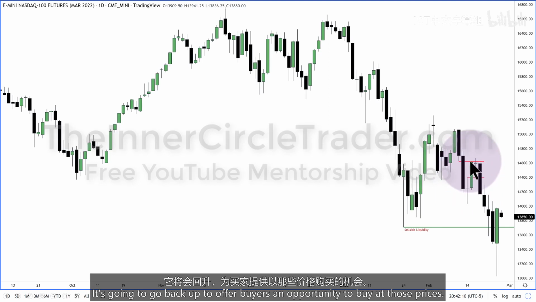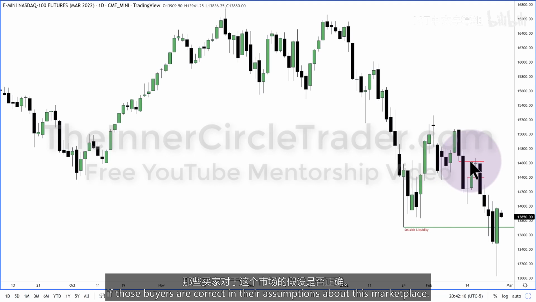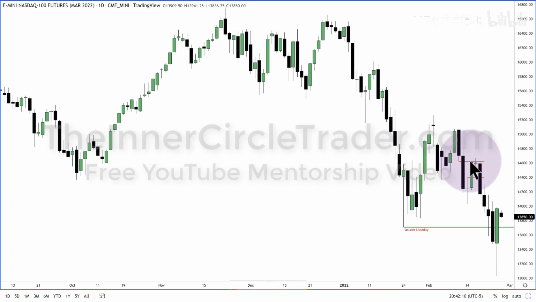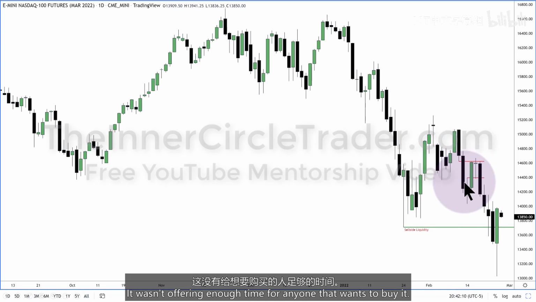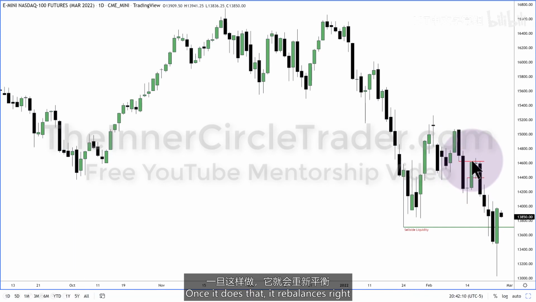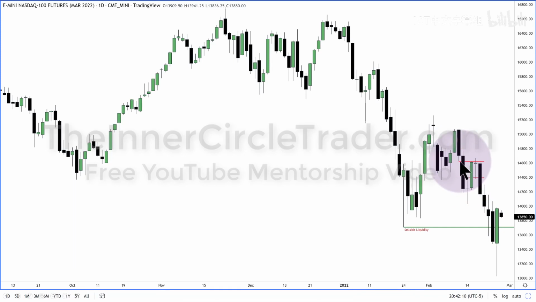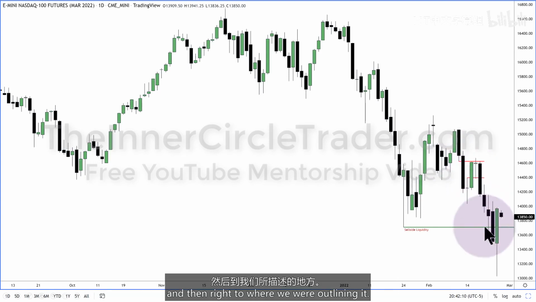It's going to go back up to offer buyers an opportunity to buy at those prices. It matters not if those buyers are correct in their assumptions about this marketplace. The algorithm is allowing efficiency for price delivery. And in layman's terms, it means it went down too quick. It wasn't offering enough time for anyone that wants to buy it. So it goes back up. Once it does that, it rebalances right there. It spends a little bit of time and then displacement again, and then right to where we were outlining it.